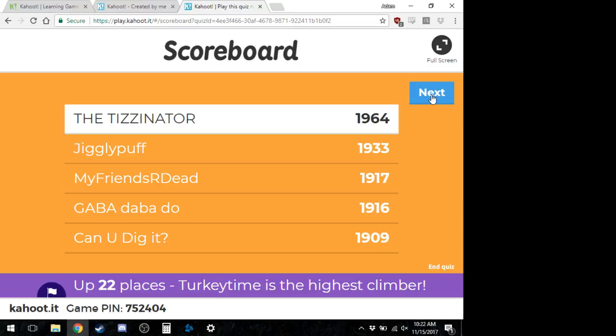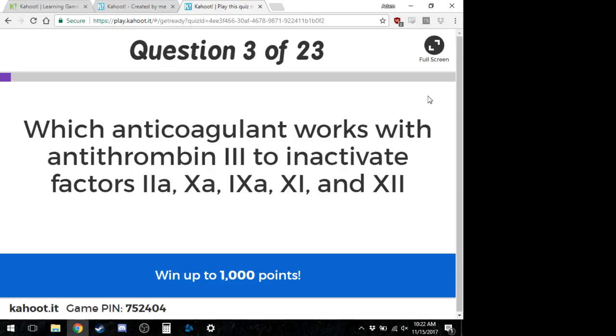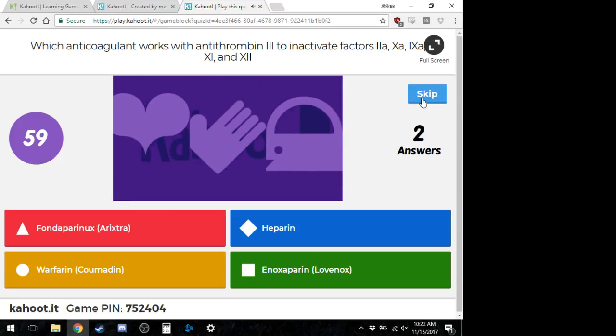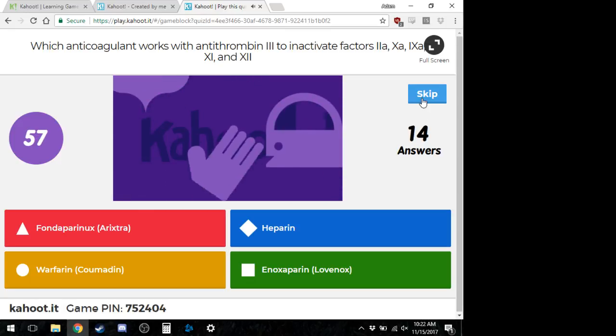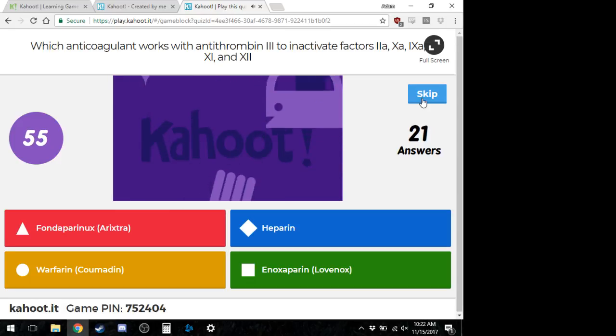All right. Which anticoagulant works with antithrombin 3 to inactivate factors 2, 10, 9, 11, and 12? Don't get intimidated by the factors. What's the important part here?